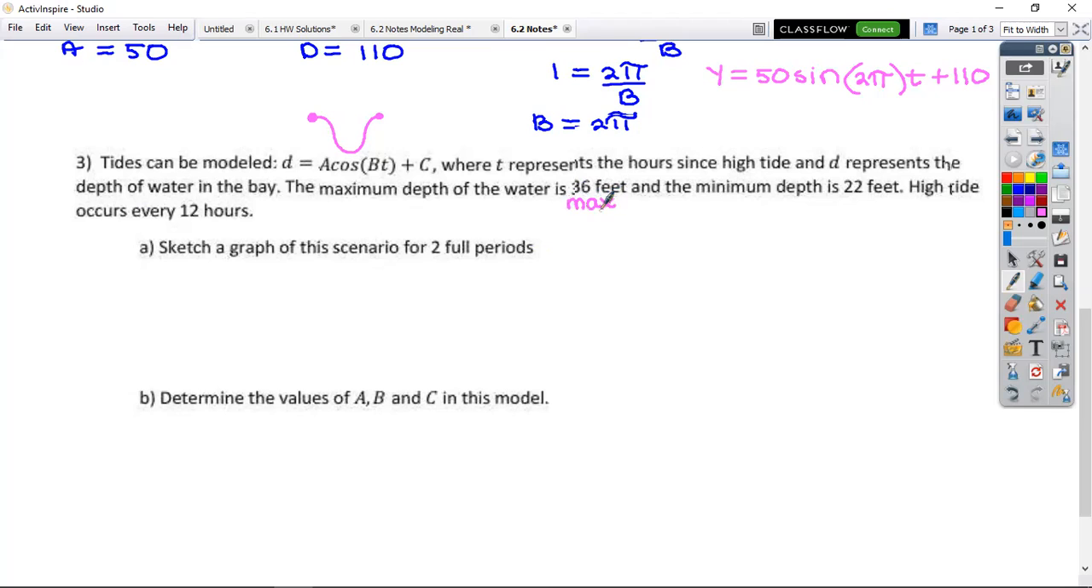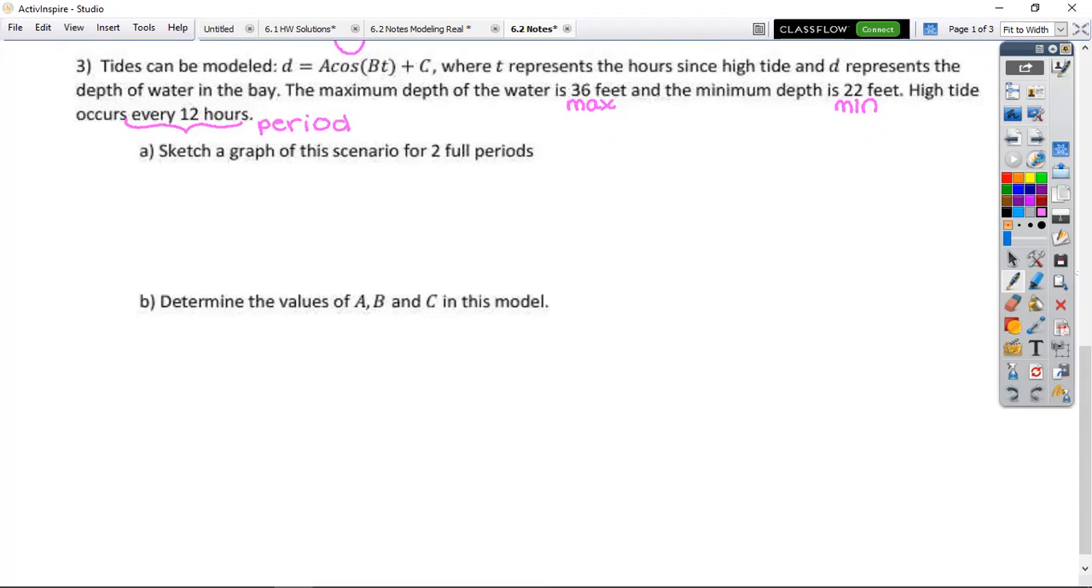Again, you want to grab that information. Minimum depth is equal to 22. High tide occurs every 12 hours. So what does this refer to once more? Period. And then it's just going to repeat again. So it says to sketch a graph of this scenario for 2 full periods. 2 full periods would be how many hours? 24 hours. Good. So that is 2 full periods. So I'm going to come over here, make a coordinate axis and a sketch.